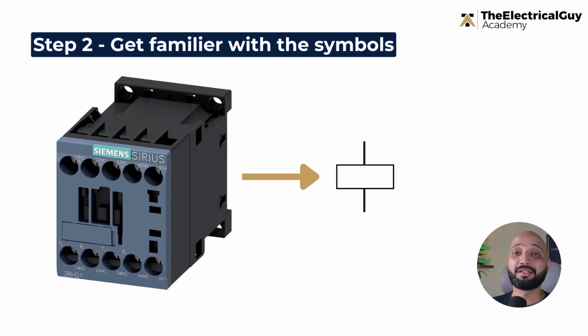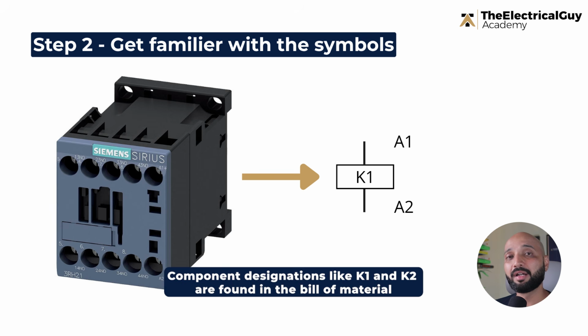Now, once you understand the symbol, you also have to understand what designations we are using for that symbol. Because in the drawing, I will not write, okay, this is contactor 1, this is relay 1, or this is a fuse. No, it will be written using some standard designations. So for example, for a contactor, I can write K1. Second contactor, I can write K2. Those things you will get again in the abbreviations or the bill of material table that is provided.